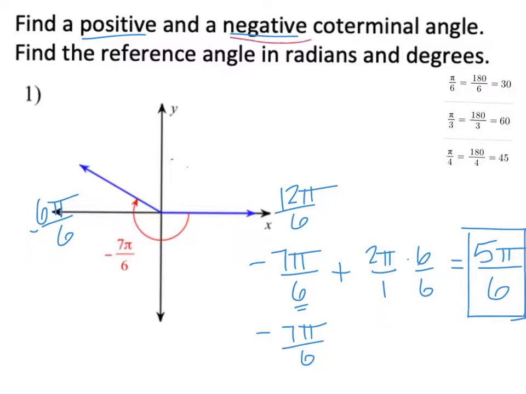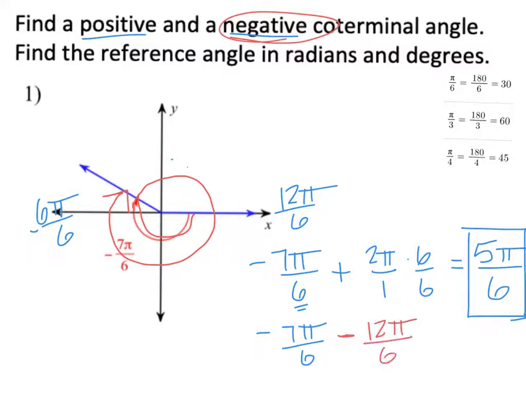Now we want to find a negative coterminal angle. That means we went here, and we want another negative angle, which is a clockwise rotation. So we're going to keep going around backward. So we're still going to do 12 pi over 6, but this time we're going to subtract 12 pi over 6. And that will give us negative 19 pi over 6. So there's a positive and a negative coterminal angle.